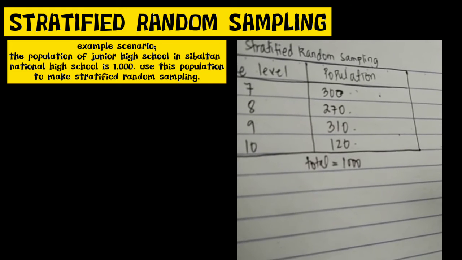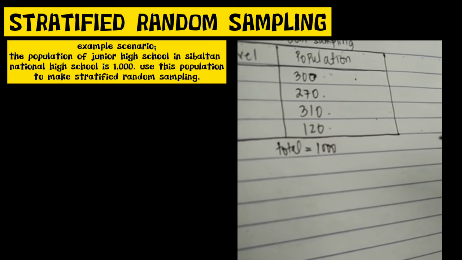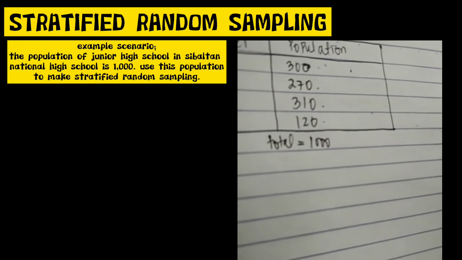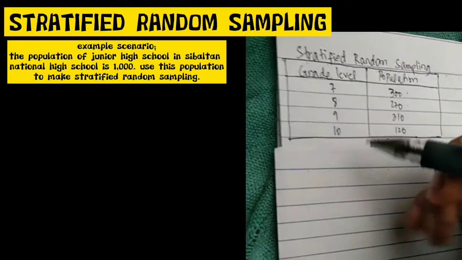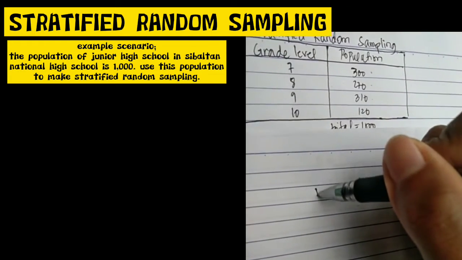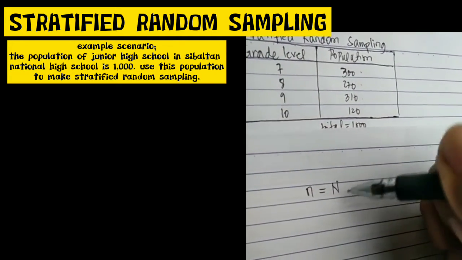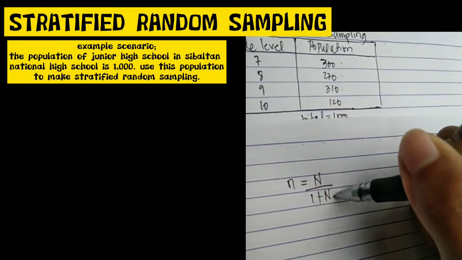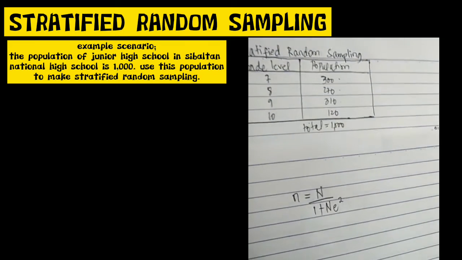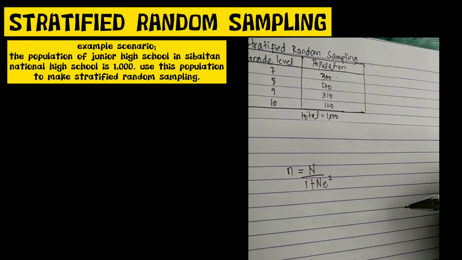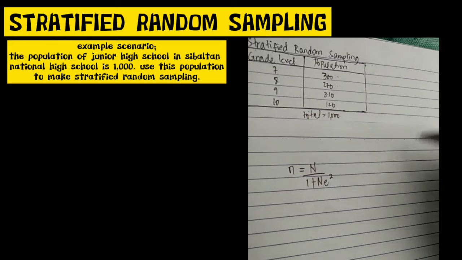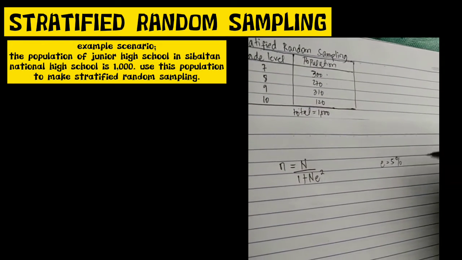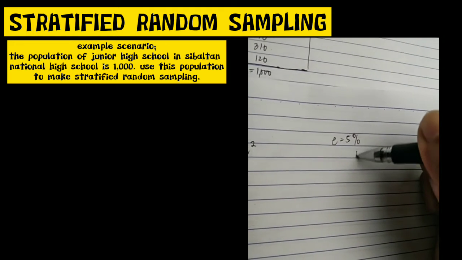Next, what we're going to do first is to get the desired sample size para sa population na 1,000 using the Slovin formula. So this is the formula of Slovin. Small n is equal to big N divided by 1 plus big N multiplied by E squared. So for today's problem, we use a margin of error of 5%, or in decimal, it could be 0.05.